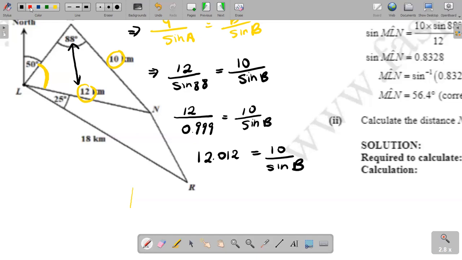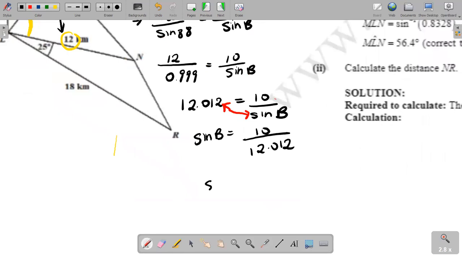No, let me tell you all this. Anytime the thing that you want is in a denominator, just switch these two. I don't have the time to go through explaining why, but if you know algebra, you know that that's correct. Switch these two. So instead of this, you're going to end up with sine B is equal to 10 divided by 12.012. So what's my final answer? Sine B is equal to 0.832. Is this the final answer?